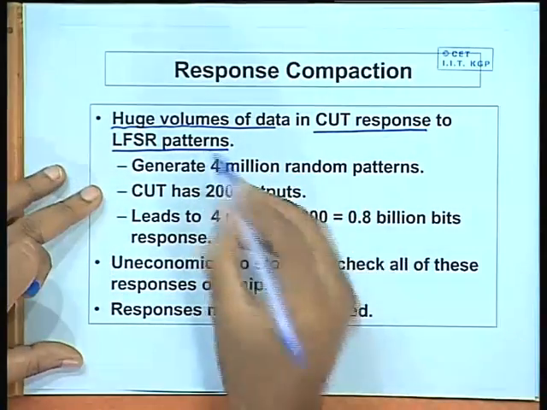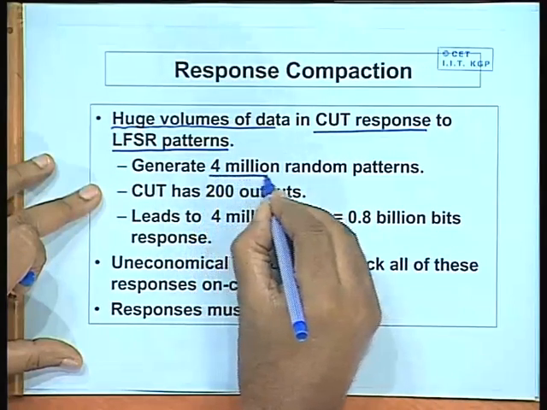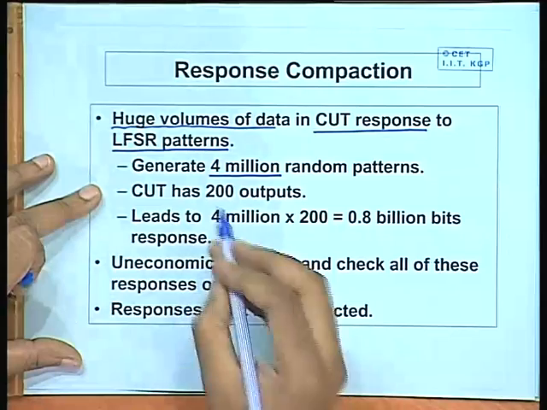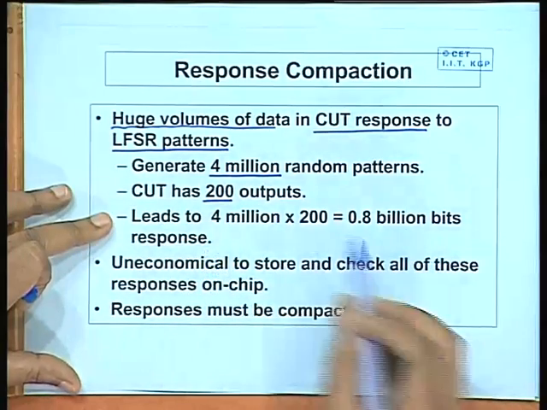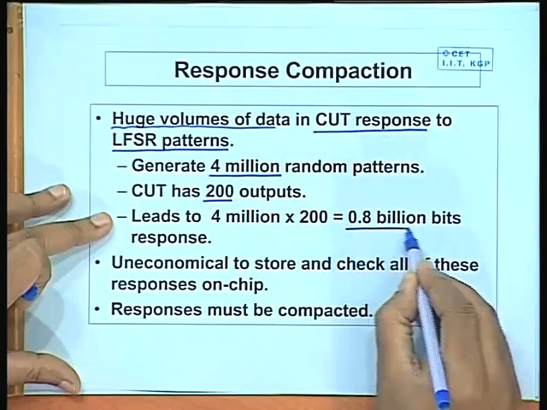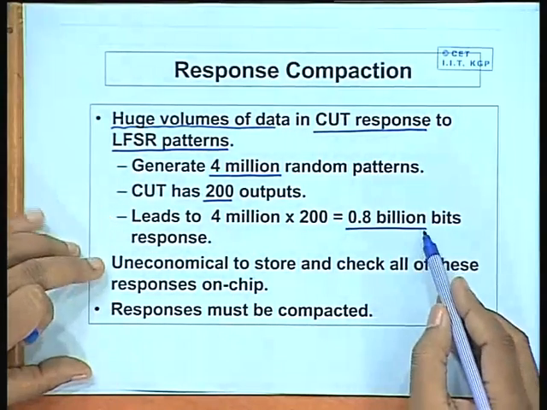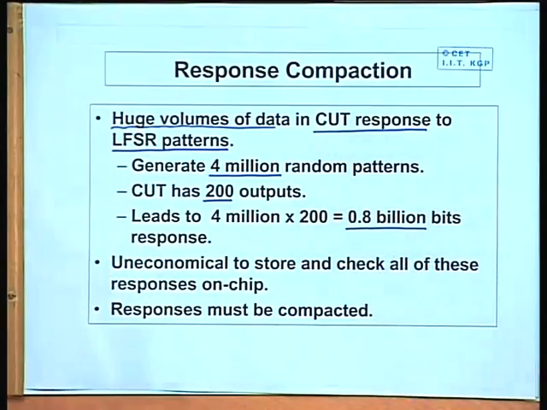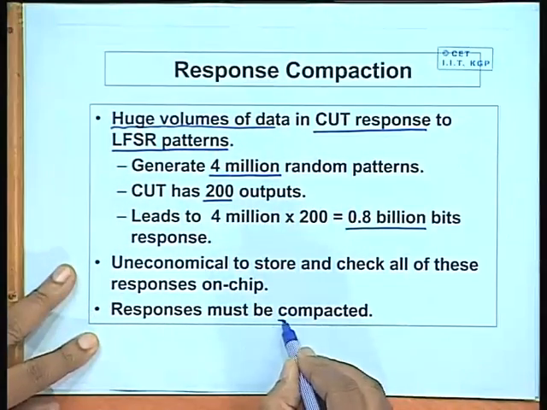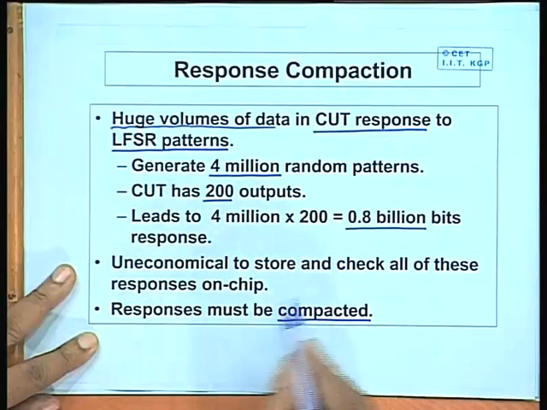Just an example, suppose using LFSR we are generating 4 million random patterns, which is very typical, and this circuit has 200 outputs. So, the amount of output data which gets generated is about 0.8 billion bits. Now, this is clearly uneconomical to store and compare individually with the corresponding fault free response. Of course, this would have been the best thing if we could have done that, but since it involves such a huge volume of data, we cannot afford to do this. So, it is mandatory to compact the response in some way before comparison.